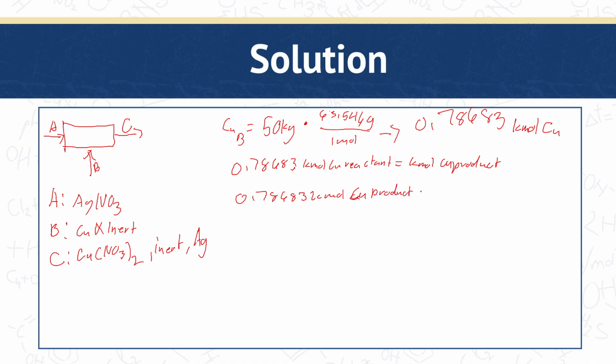in the products of our reactor, copper is only present in one form, which is copper nitrate. And if we look at the formula, Cu(NO3)2, that means there's only 1 mole of copper per mole of copper nitrate. So that would mean we have 0.78683 kmol of copper nitrate.